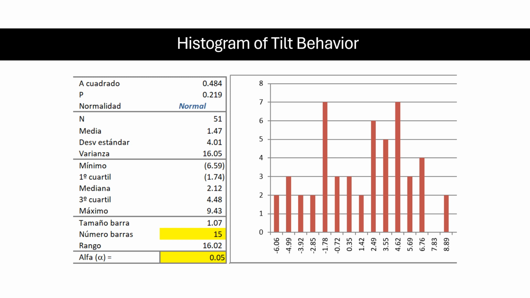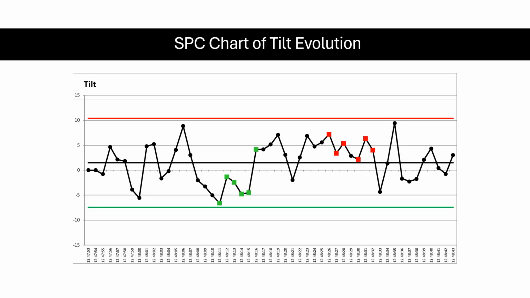The histogram of the actual tilt evolution is a normal distribution with an average of 1.47 and a standard deviation of 4.01. We analyze the evolution of tilt along time with an SPC chart. It shows some out-of-control situations.